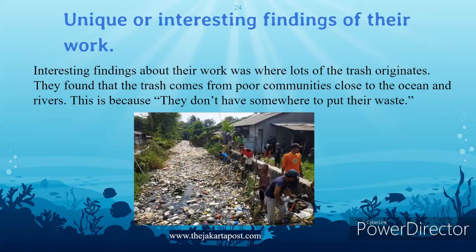And one unique and interesting finding that they made was they were trying to figure out where most of the trash comes from that comes into the oceans and into the rivers. And they discovered that a lot of the trash comes from very poor communities that live really close to the ocean or to rivers because they don't have any other place to dump their trash besides either dumping it in their closest body of water or even just dumping it around their village, as you can see in the picture, where they're forced to pick up trash in their villages because it gets so filled.